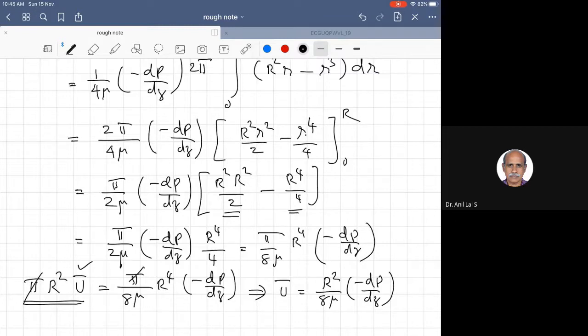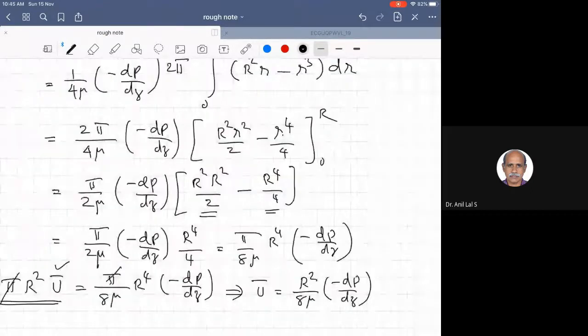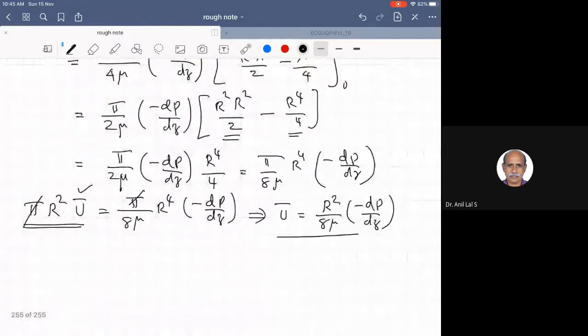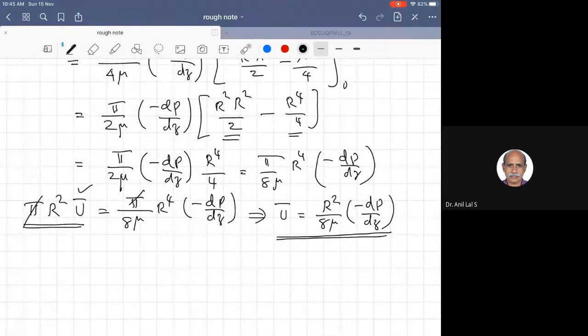R squared by 8 mu into minus dp by dz is u bar. So the average velocity is like this. Now, this is about average velocity.